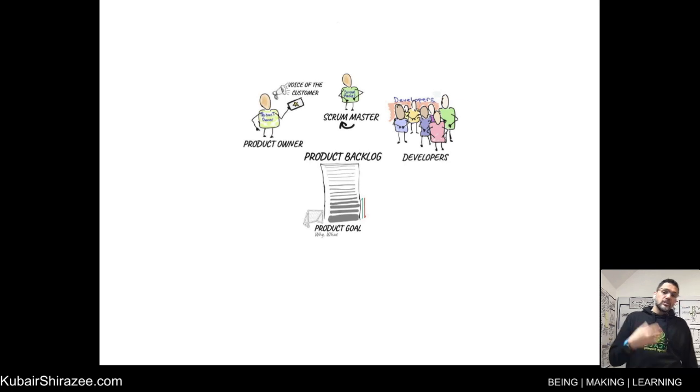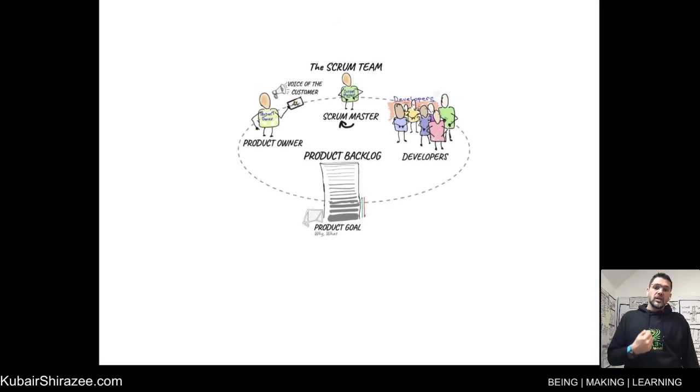Together, the product owner, developers, and Scrum Master make up the Scrum team, the fundamental unit of Scrum. The Scrum team consists of 1 Scrum Master, 1 product owner, and developers, all in less than 10 people. Now, let's look at the events.